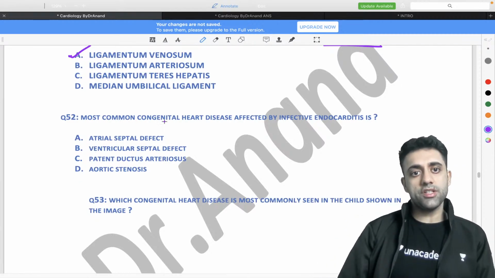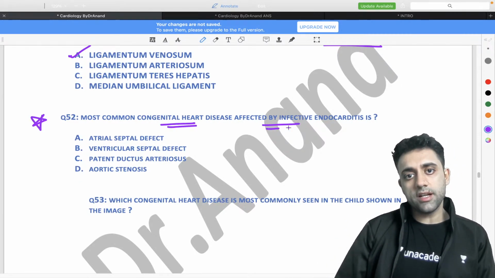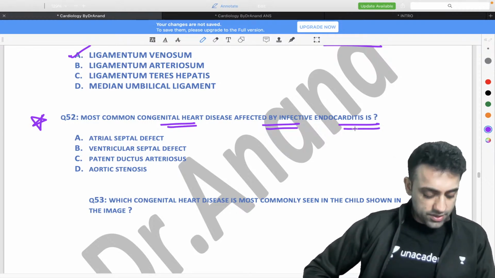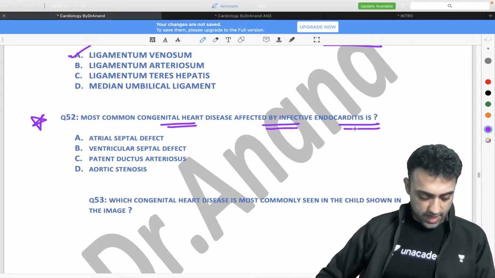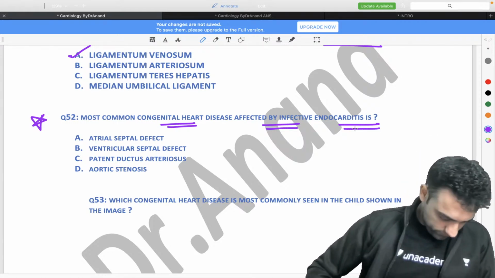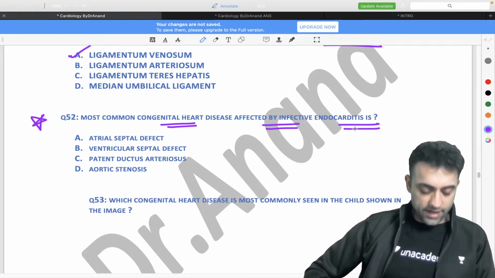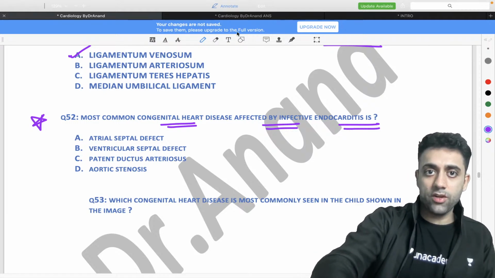Question number 52. The most common congenital heart disease. Yeah, this is a good question. Star mark. The most common congenital heart disease affected by infective endocarditis. What is the best option we have? Anyone? Hmm. Okay. The most common congenital heart disease affected by infective endocarditis.